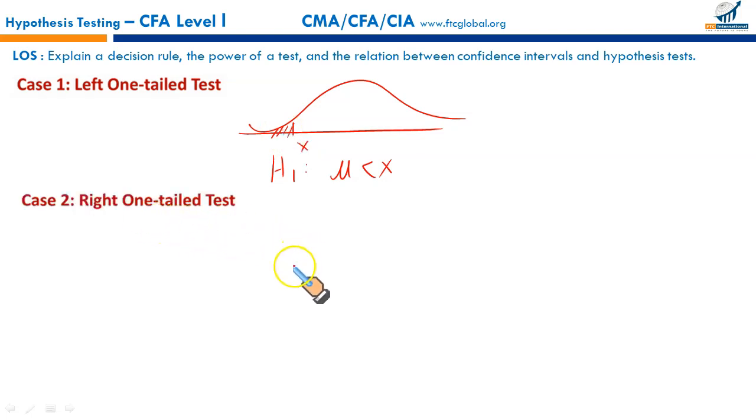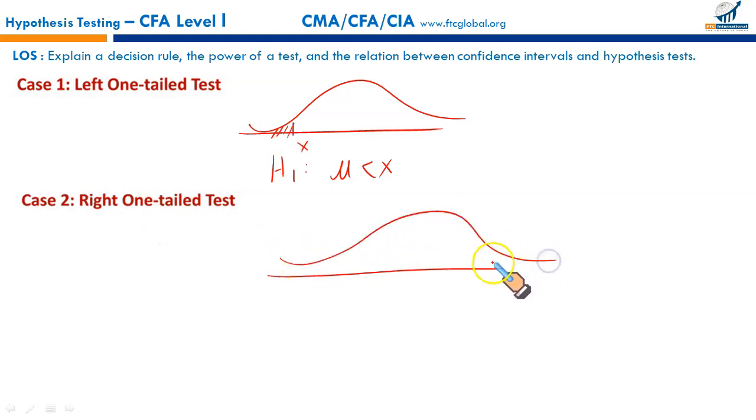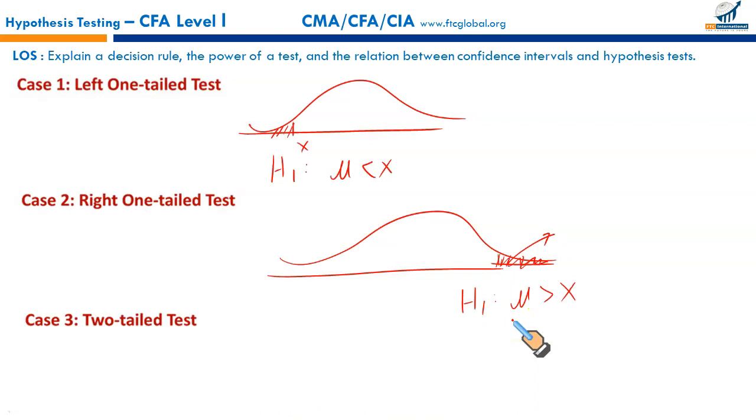Then the right one-tail test, this one. Here, this is your alternative hypothesis. The decision rule here is reject the null hypothesis if the test statistic is greater than the critical value, if the result falls in this critical region. Then reject the null hypothesis, otherwise do not reject the null hypothesis. And lastly, the two-tail test. It's just an overview. We will apply these concepts in actual questions. So just get an overview and then we will apply it there.